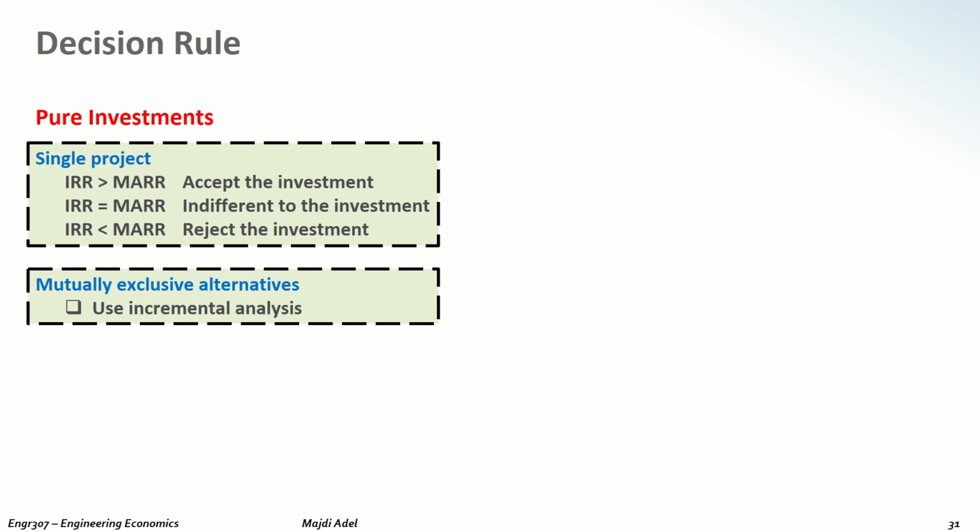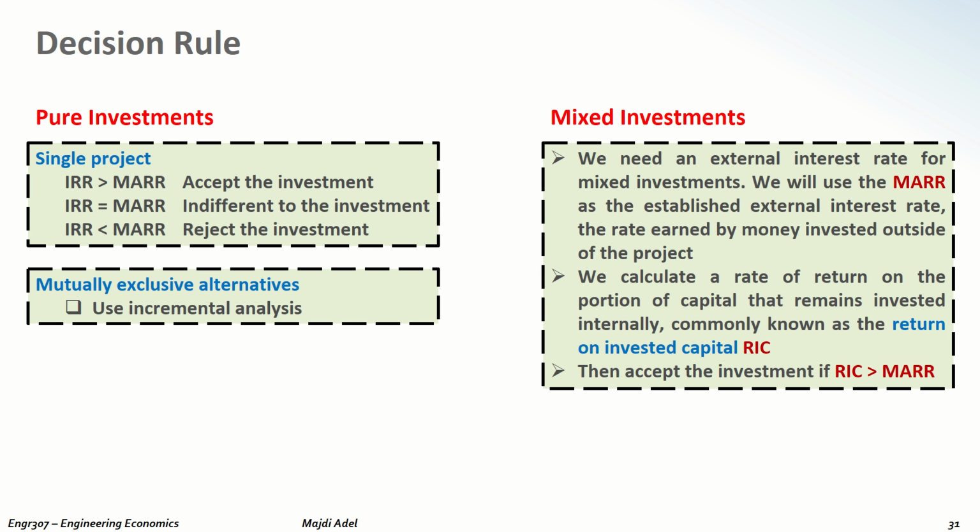For mutually exclusive alternatives, we will use the incremental analysis. We will come to that later. For mixed investments, it is somehow complicated. We cannot compare the internal rate of return with MARR because we have multiple rates of return. If I want to compare with MARR, which one will I choose, the 10%, the 30%, or the 50%?